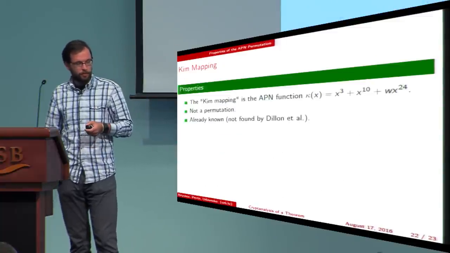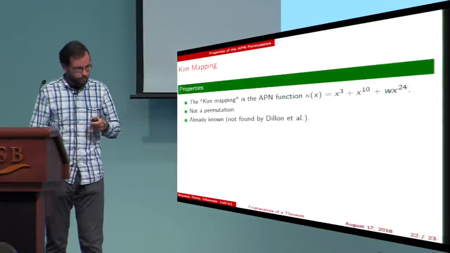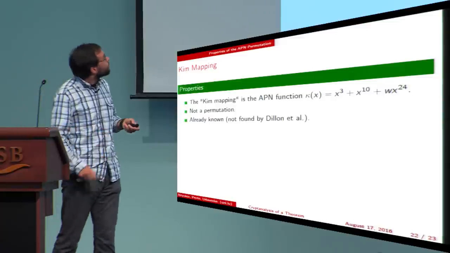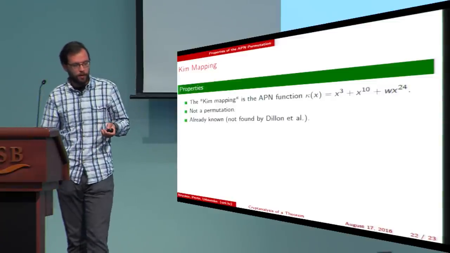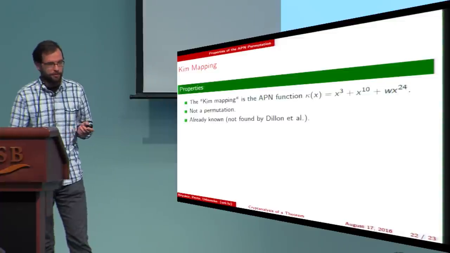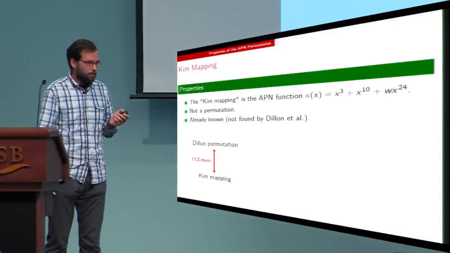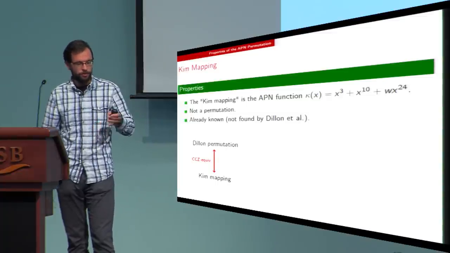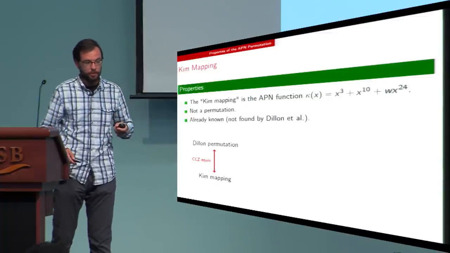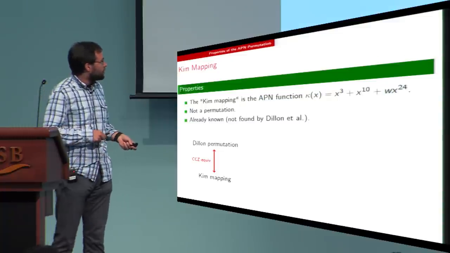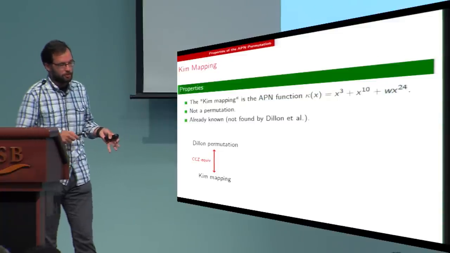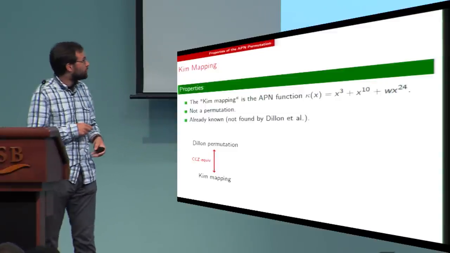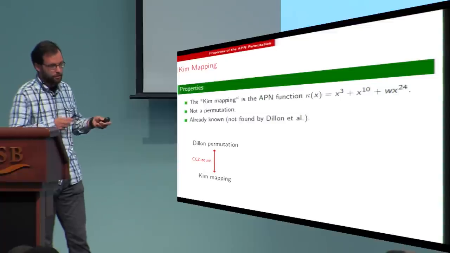And a small remark about the Kim mapping. It is an APN function given by this polynomial. It's not a permutation, and it was already known before Dillon and others. And actually, it was the starting point from which Dillon and others obtained the APN permutation. So the Kim mapping is APN, but not a permutation, and using some code theory and algorithmic search, they managed to transform it into an APN permutation.